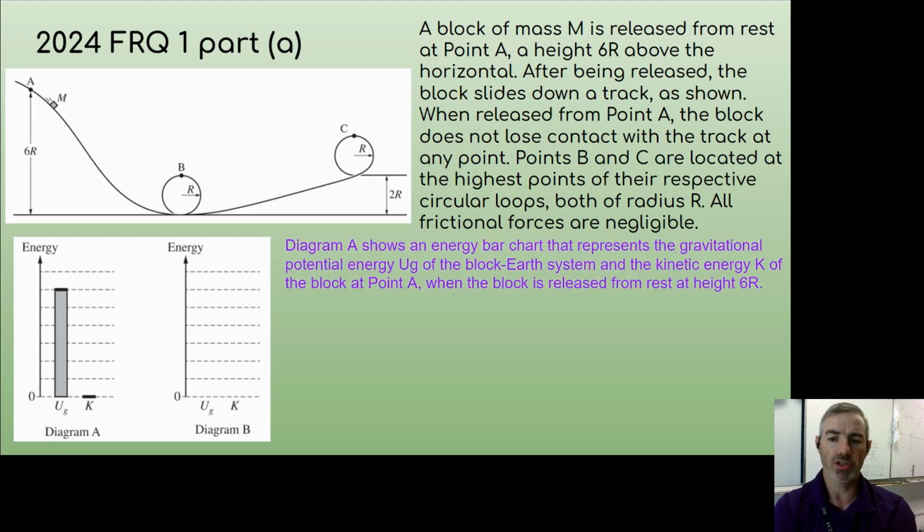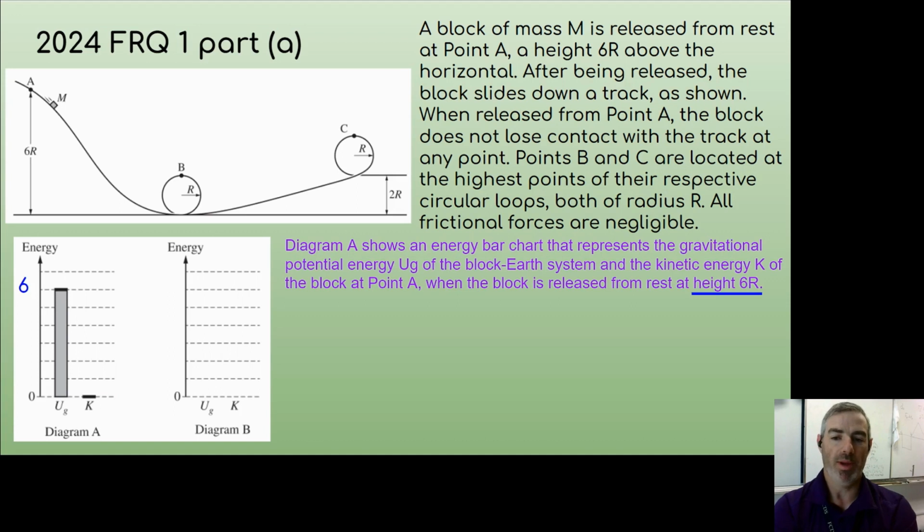Diagram A shows an energy bar chart, and it represents the gravitational potential energy of the block-Earth system and the kinetic energy of the block at point A. When the block is released from rest at a height of 6r, we have no kinetic energy for diagram A. But notice we have a height of 6r, and the height of our bar for UG is 6 as well.